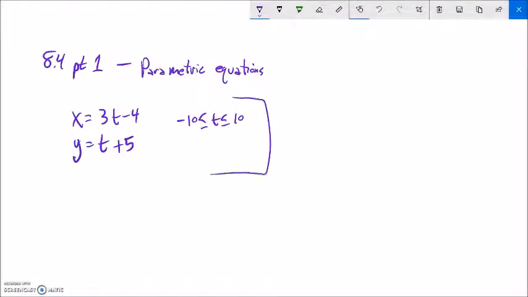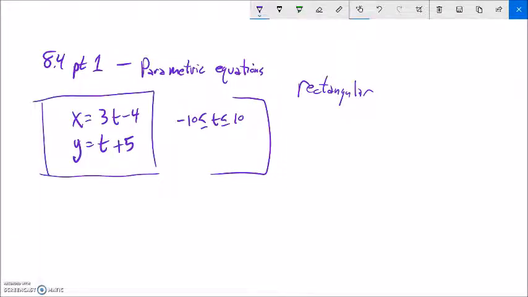So I want to take this parametric equation and just write it in rectangular form. And remember, rectangular form is what we're used to, x and y. So basically what I want is no t. I want t gone entirely. Well, I can do a little substitution with this. I notice that y equals t plus 5. So how about I solve this for t? I'm going to subtract 5 from both sides. So I end up with y minus 5 equals t.